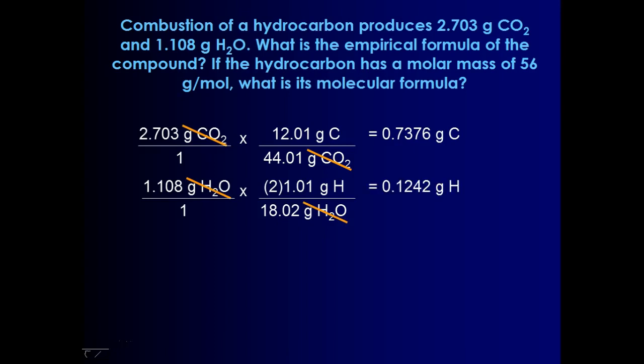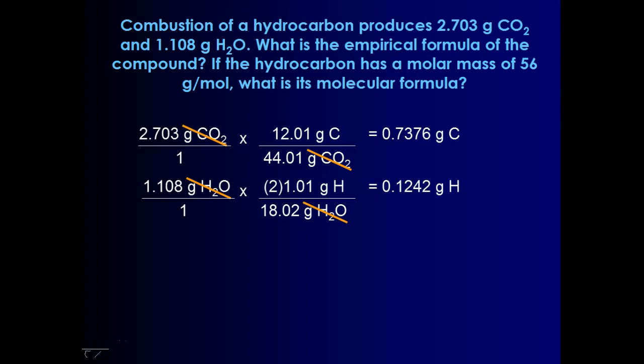I neglected to talk about the significant figures. Usually, when I'm doing these problems, because I don't want to round off too early, I keep the same number of sig figs that were present in my original compounds. So 2.703 had 4, 1.108 had 4, and so I keep 4 in my answers.